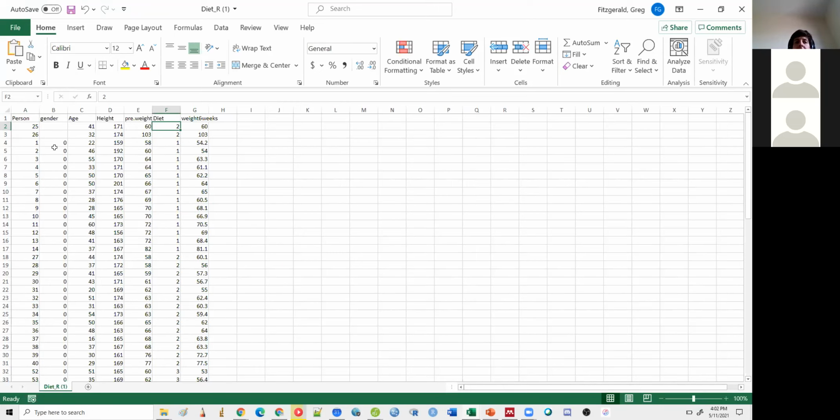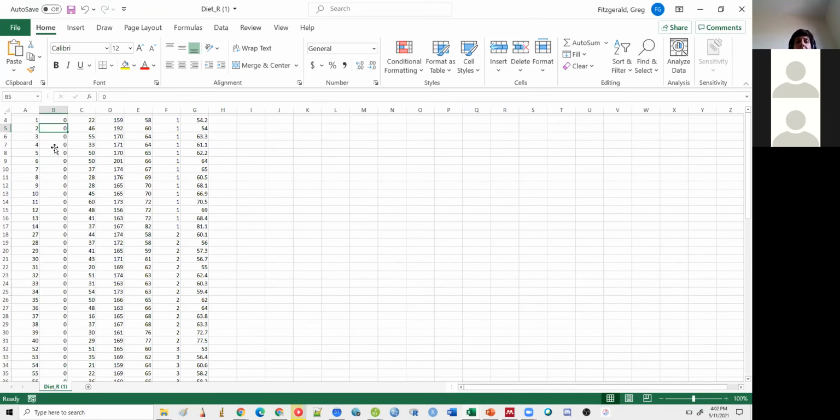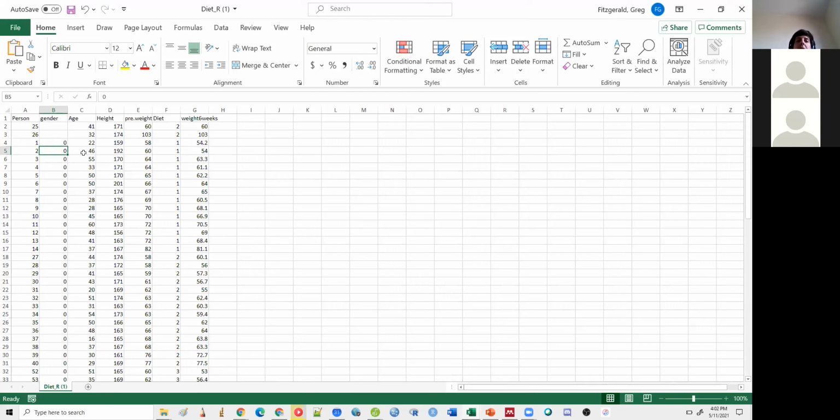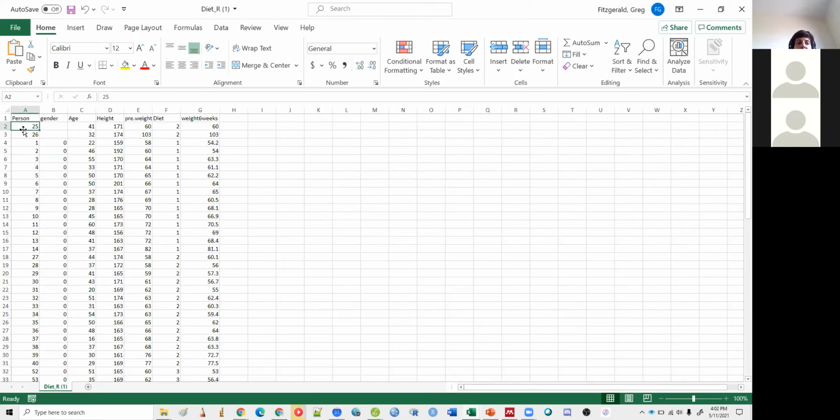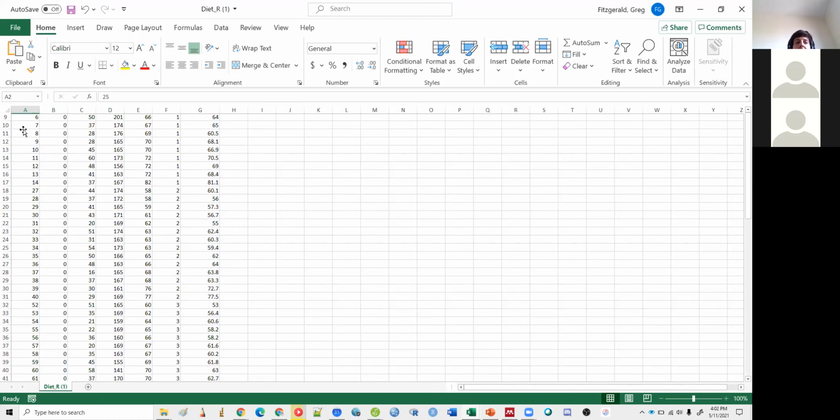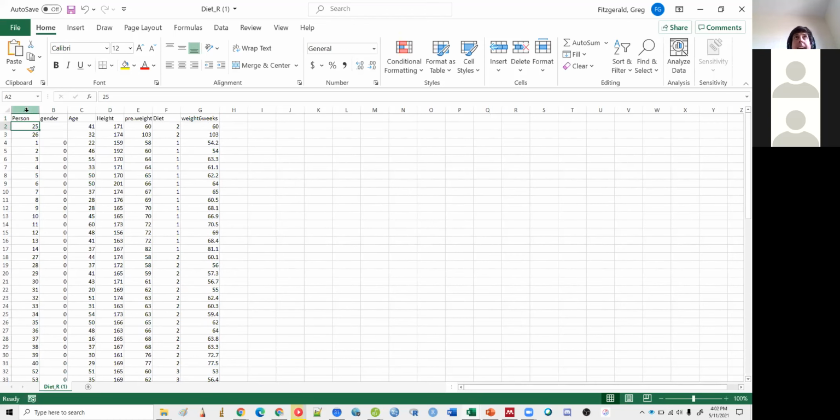And they also looked at some other factors as well to see whether those other variables, such as the person's age and the person's gender or the person's height, also predicted what their weight would be. So you have person, and this person here, this is just the case number. One of the things I liked about this data set is that the case numbers are actually out of order. So you see 25 and 26 are up here.